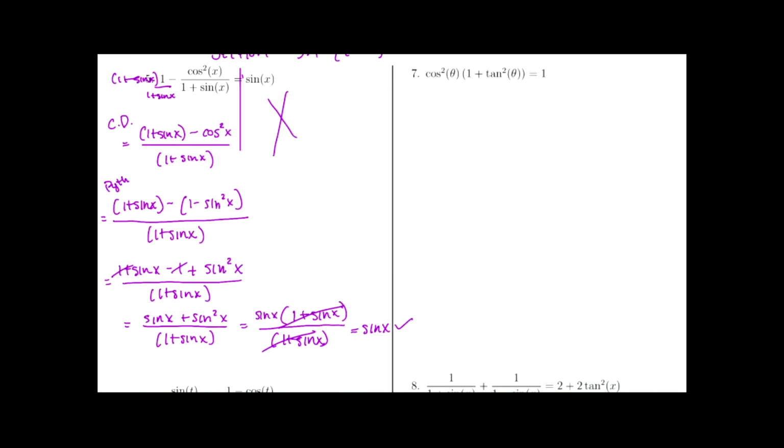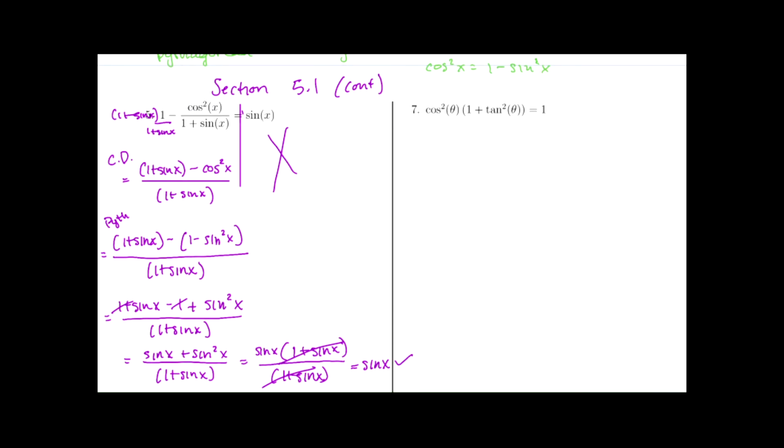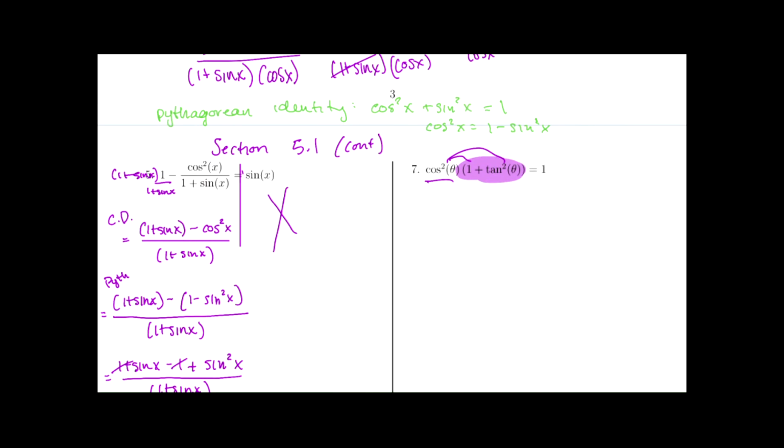I'll leave that there and we'll work on number 7 next. So the first thing that I noticed about number 7 is this 1 plus tangent squared. So I have a couple of options here. I could distribute this cosine squared to both of these pieces. That actually might be a really nice thing to do. Or if I am thinking right, this is one of the versions of the Pythagorean identity, so I could try to use that. I'll actually do that both ways so you can see that, just in case you didn't see the Pythagorean identity sitting there.